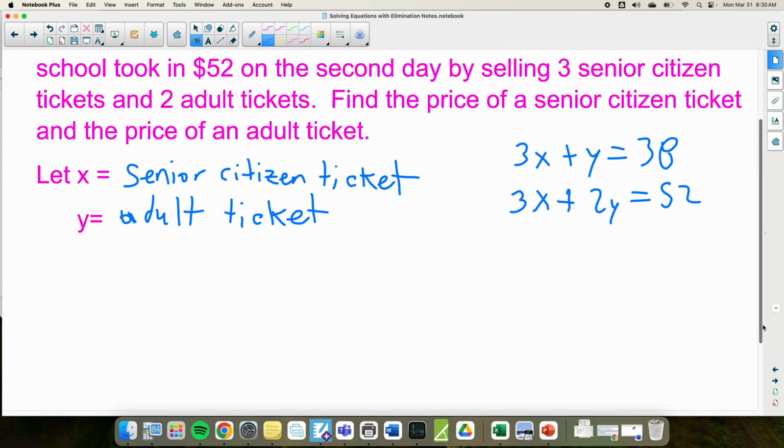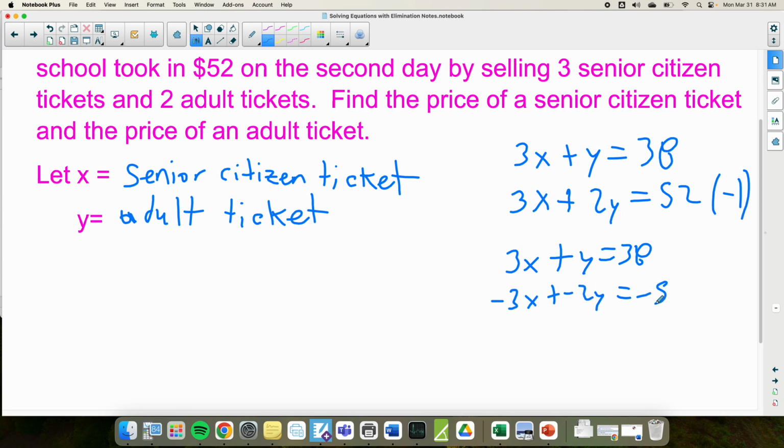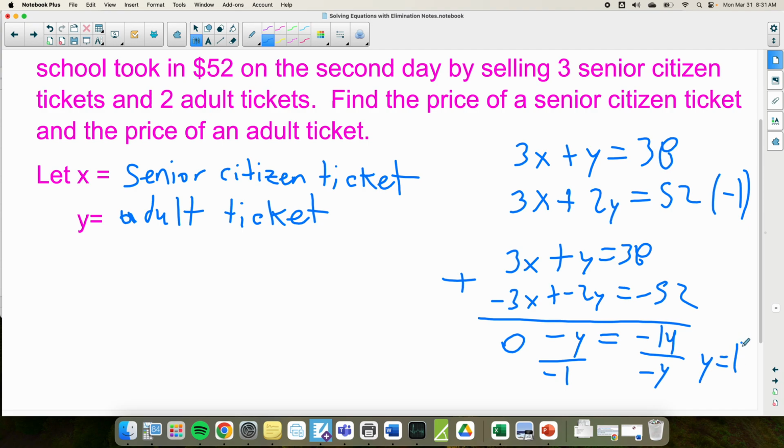So an easy way to do this is just multiplying by -1. So the top one stays the same, 3x plus y equals 38. And then we got -3x plus -2y equals -52. You can add those. 3x plus -3x is 0, and y plus -2y is -y. 38 plus -52 is -14. Then you can divide by -1, and y is 14.